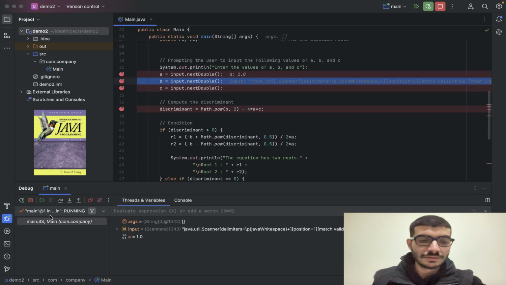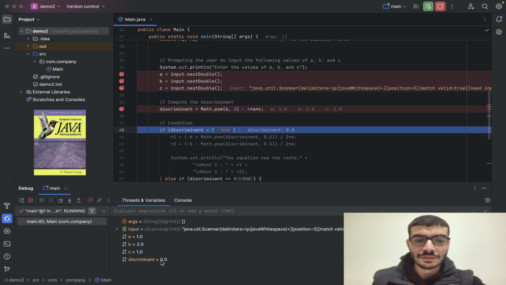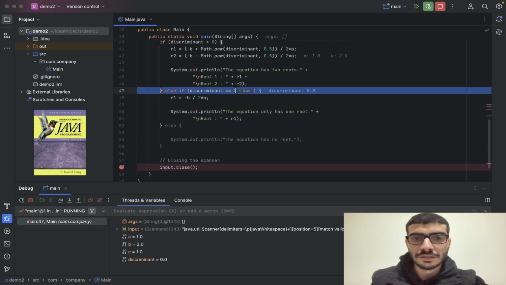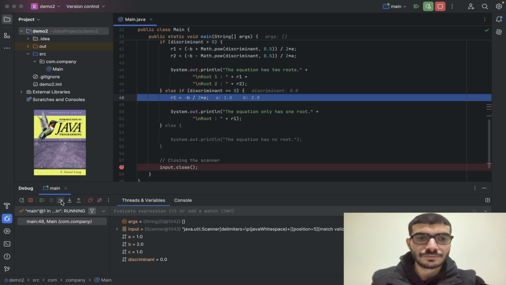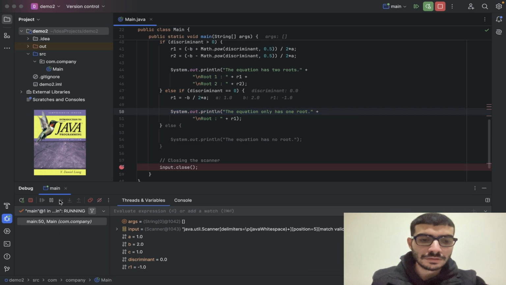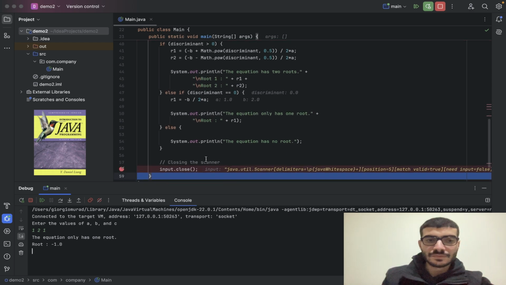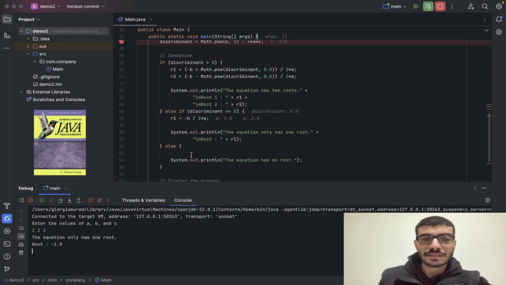Step over. A1, B2, C1. Here I got my discriminant 0. So discriminant more than 0, false. Okay, equal 0, true. There I compute my root. So the root is minus 1. And finally, the equation only has one root. Root equal minus 1. And in case the discriminant is less than 0, then it will just print the equation has no root.